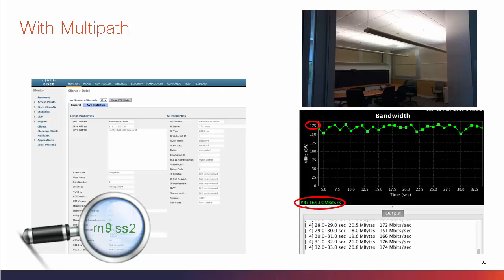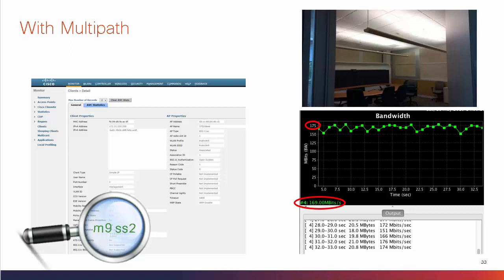In this experiment, I brought a controller, an access point, and an 802.11ac device, but it could have been 802.11n as well, into a meeting room with nice walls and therefore multipath, and I tried to see how fast I could get. And you see in my controller, I can see that my device is getting MCS9 and two spatial streams. Beautiful. The result is a speed of 169 megabit per second.